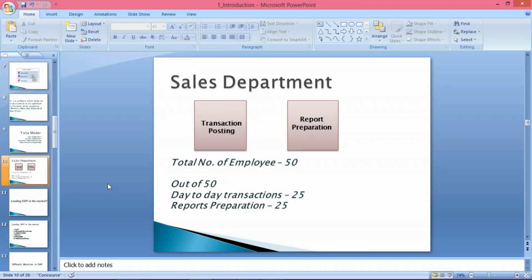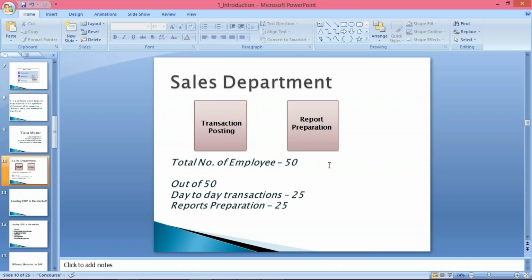So they have, let's suppose, a total of 50 employees in their sales department. Now, what exactly are these 50 employees doing for Tata Motor?